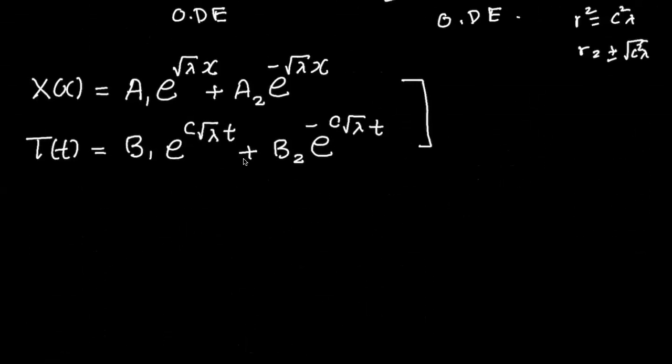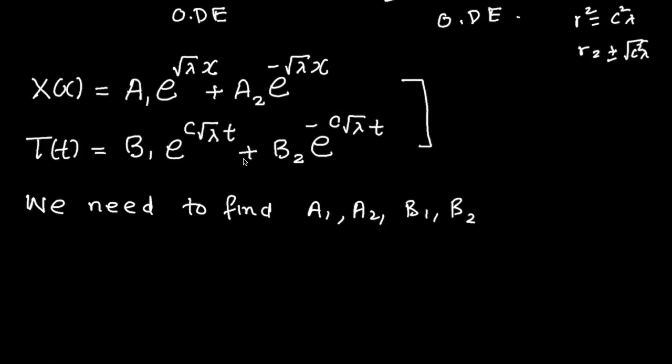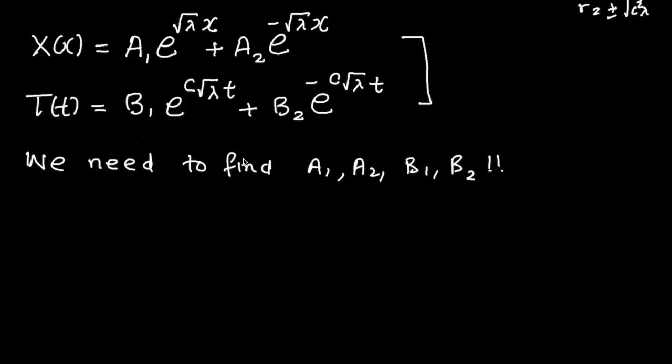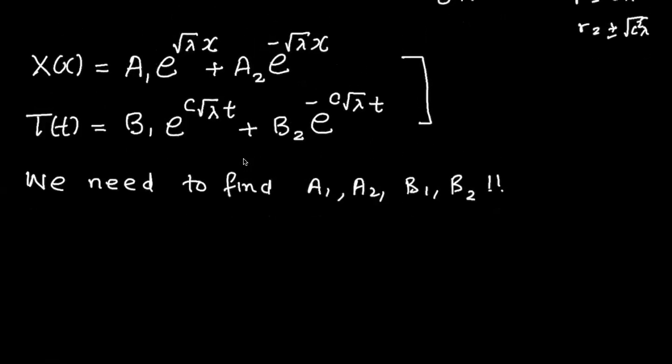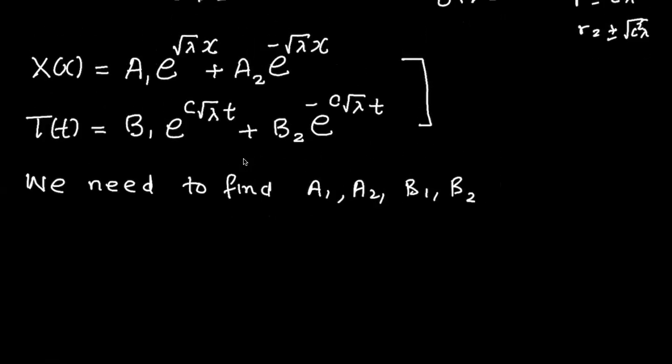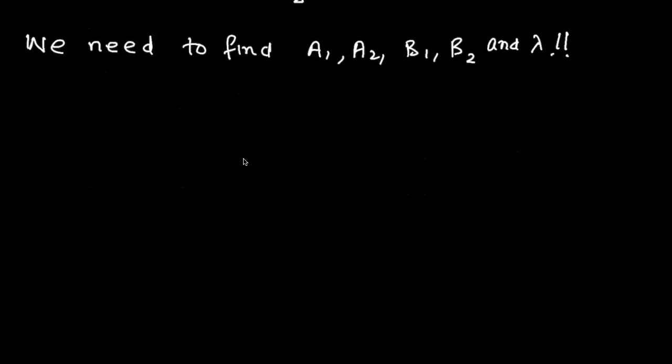All we need to do next is to find a1, a2, b1 and b2, which are constants. Then we have the solution of our wave equation. That's what we need to do. So I will consider different cases, and on the basis of these cases we will see, because we also need to find lambda. So again, I will consider different cases.